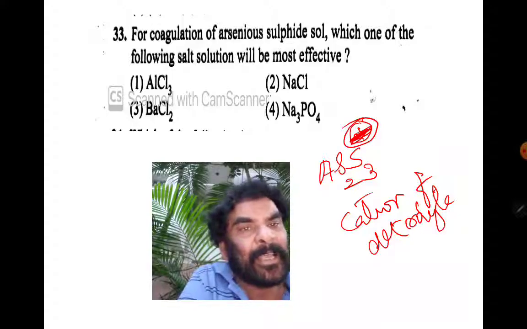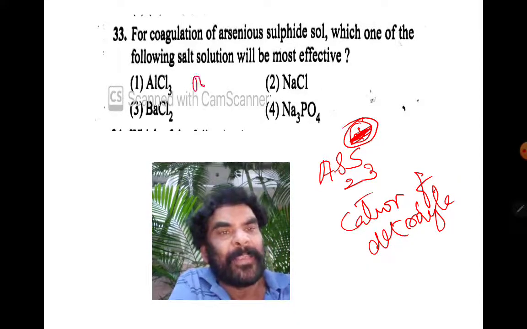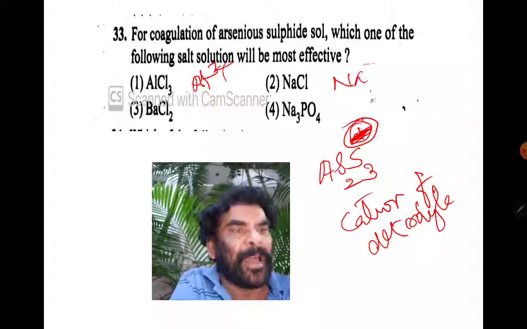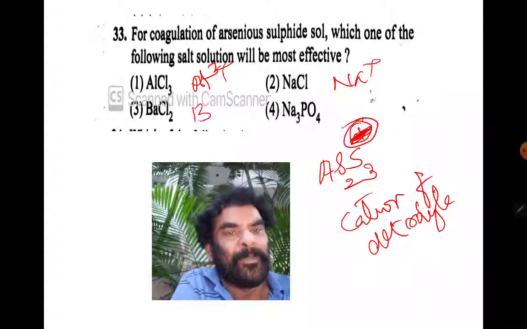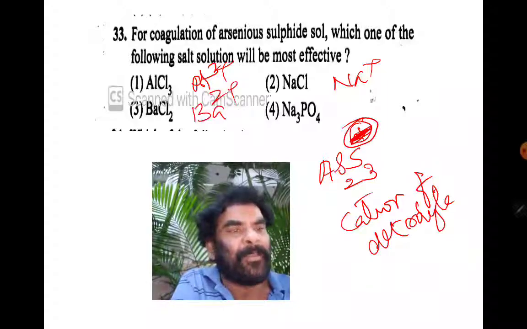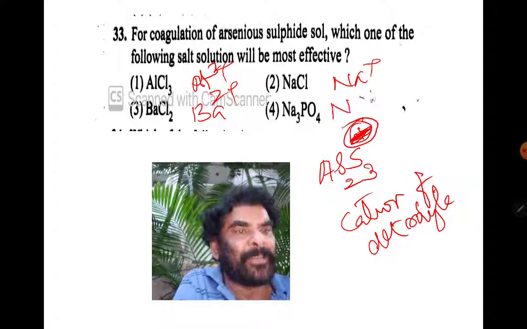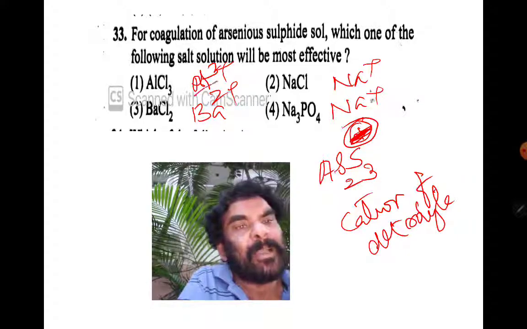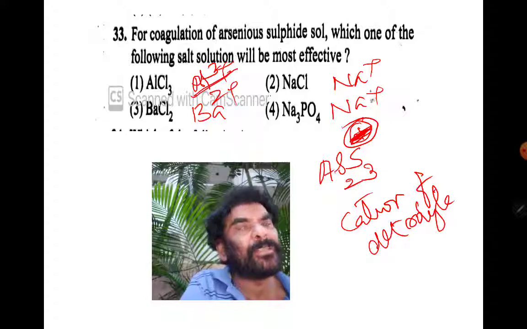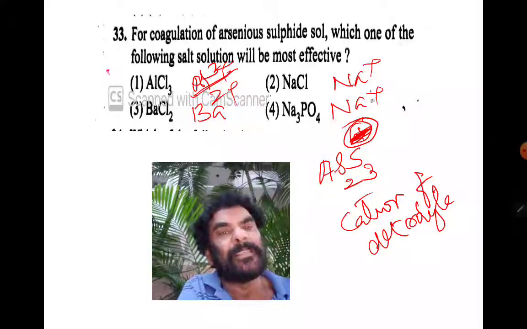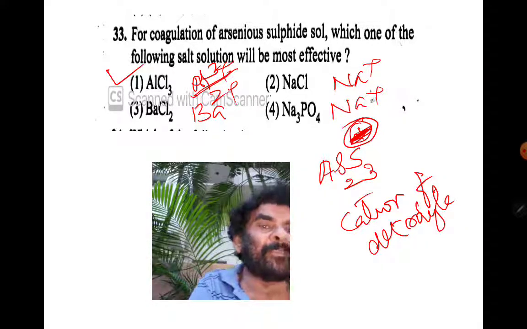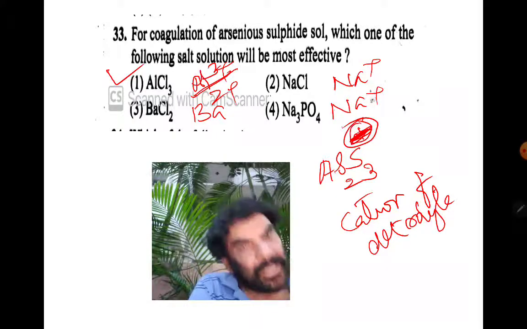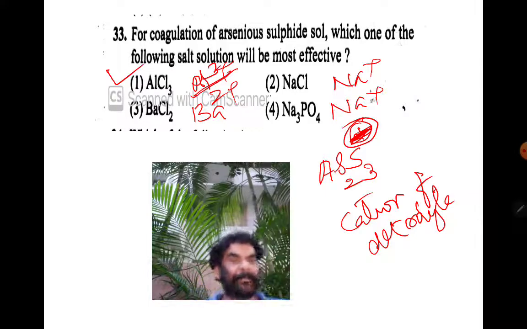So the first one is the Al3+ ion. For this one, Na+ is a univalent cation. This is Ba2+, so a divalent cation. This is again a univalent cation. So this is the cation with the higher charge, 3 units of positive charge. This is the better coagulating agent than the other ones, more effective: aluminum chloride. So fewer millimoles are required.